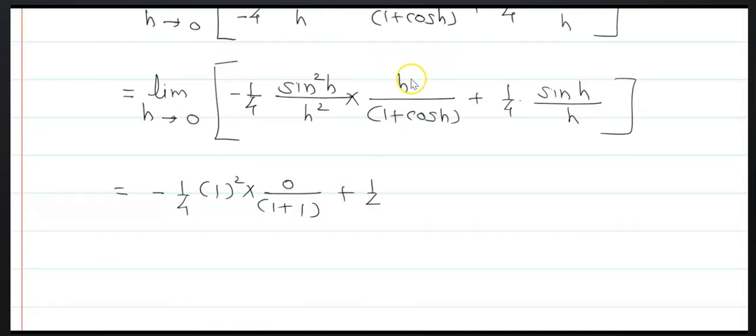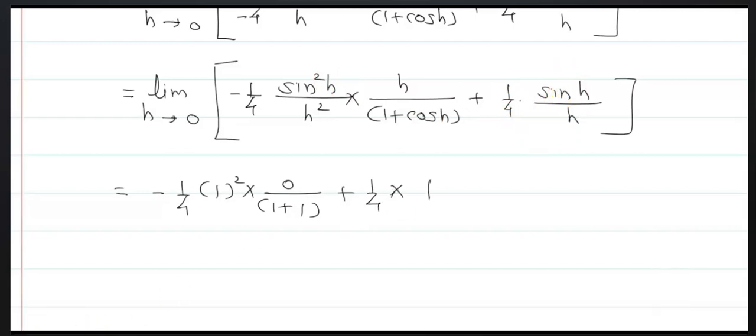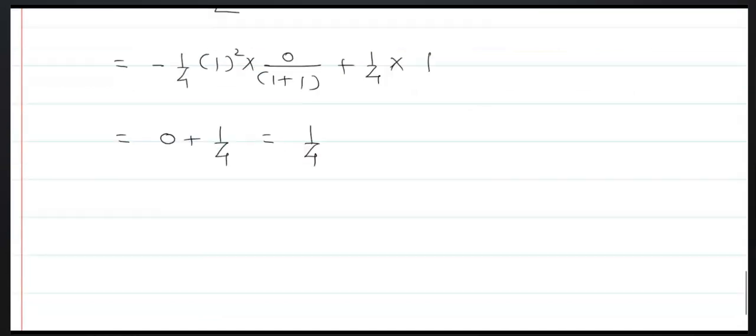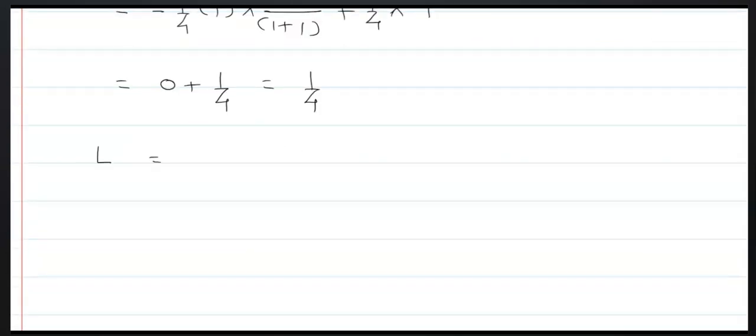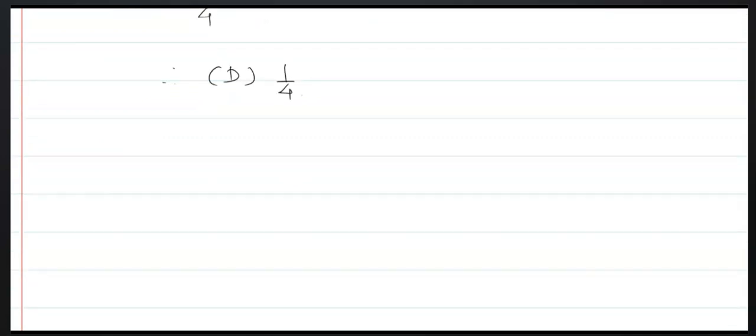But what about here? That is h tends to 0. This limit becomes 0. This total will become 0. 1 by 4, sin of h upon h is 1. And overall, we will get 1 by 4. Therefore, L is equal to 1 by 4. And hence option D is the correct one.